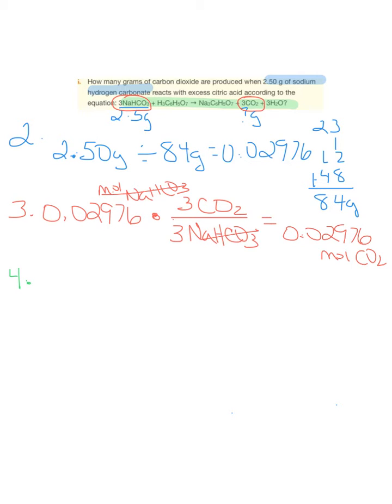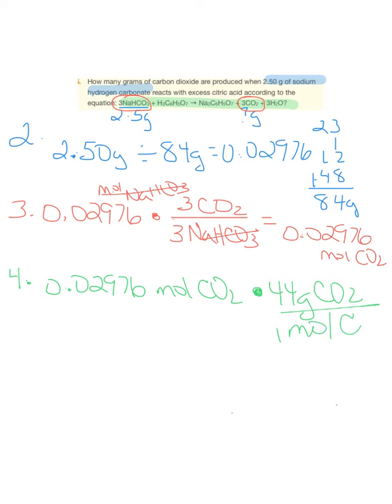So we have to take our moles, 0.02976 moles of CO2. And in order to convert from moles back to grams, we now have to multiply by the molar mass. This time it's the molar mass of carbon dioxide, which is going to be 12 plus 32, or 44 grams of CO2 in 1 mole of CO2. This way our units cancel out.